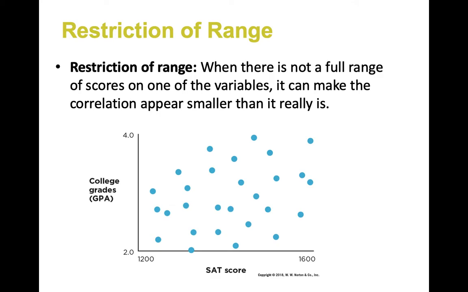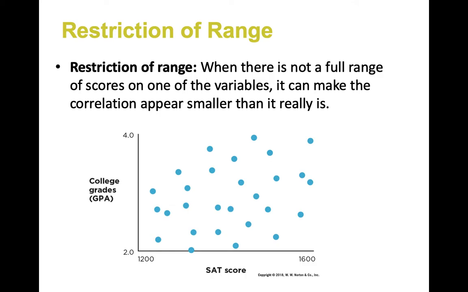Another concept to keep in mind when considering statistical validity is the concept of restriction of range. So a restriction of range happens when there is not a full range of scores on one of the variables in an association study. And that can make the correlation appear smaller than it really is. So if you look at this graph, you'll see that the two variables are college grades and SAT score. And in this case, SAT score is conceptualized as the predictor and college grades are conceptualized as the outcome. That is, we're trying to predict GPA from SAT scores.